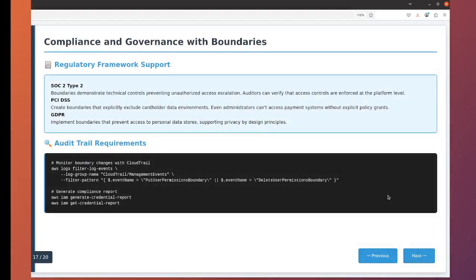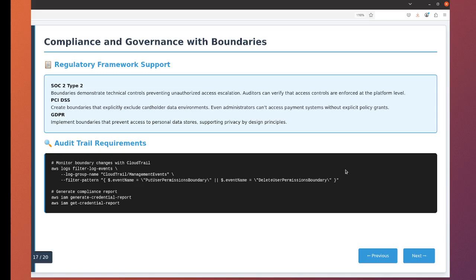Using boundaries for compliance. Permission boundaries are incredibly powerful for meeting compliance requirements. Let's explore how they help with common regulatory frameworks and audit requirements. For SOC 2 compliance, boundaries help demonstrate that you have technical controls to prevent unauthorized access. Auditors love seeing that employees can't exceed their defined access levels, regardless of what policies are attached. PCI DSS requires strict access controls around cardholder data environments. Boundaries can ensure that even administrators can't access payment-related resources without explicit audited policy attachments.